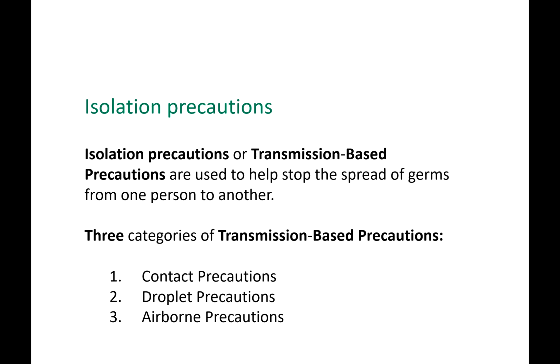Isolation precautions are used to help stop the spread of a germ from one person to another. These precautions protect patients, families, visitors, and healthcare workers from the spread of the germ. There are 3 categories of transmission-based precautions, with color coding.